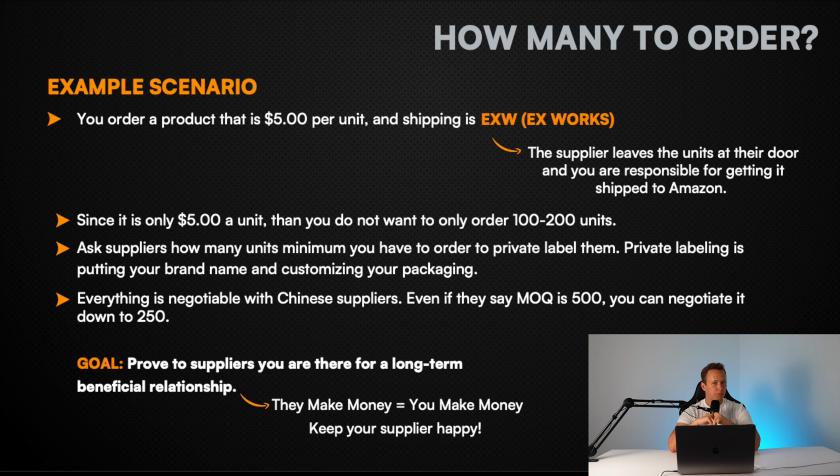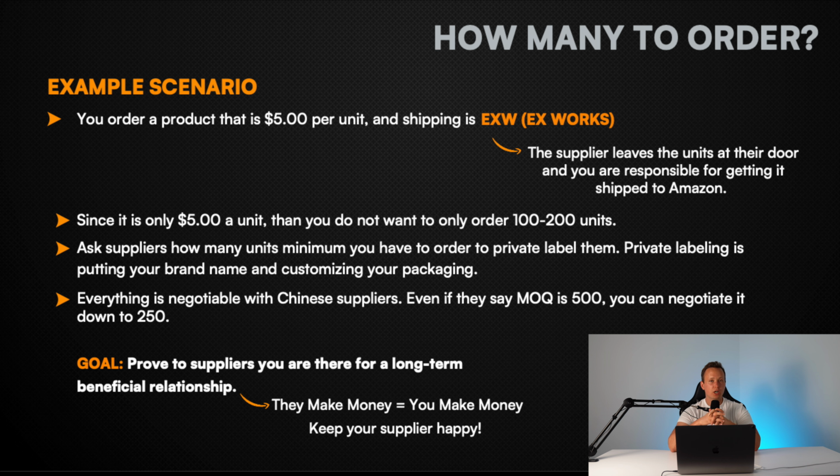Building a brand is really important because that's how you make money in the long term. That's how you build an asset. So that's really key. So let's say $5 a unit, and let's say your supplier says that the MOQ is 250 units. Sometimes they'll say 500. I will warn you that the MOQs that you see on Alibaba are not always accurate.